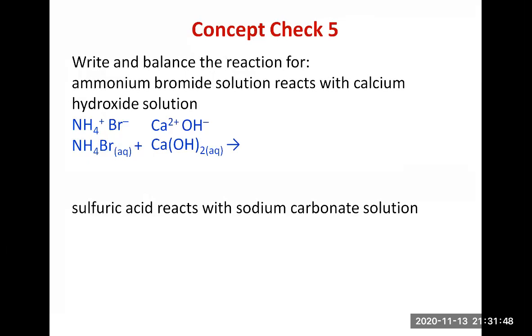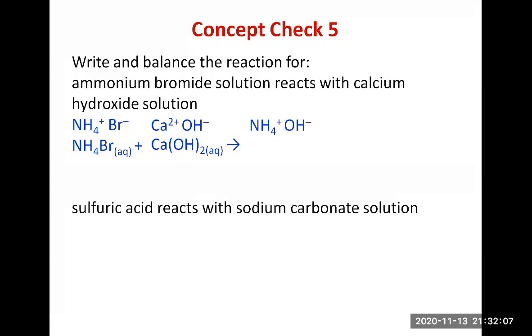So that's the reactant. Now let's exchange the partners, the ion partners, to find the product formulas. So the ammonium, which is the positive ion, will combine now with the hydroxide, the negative ion from the other compound.